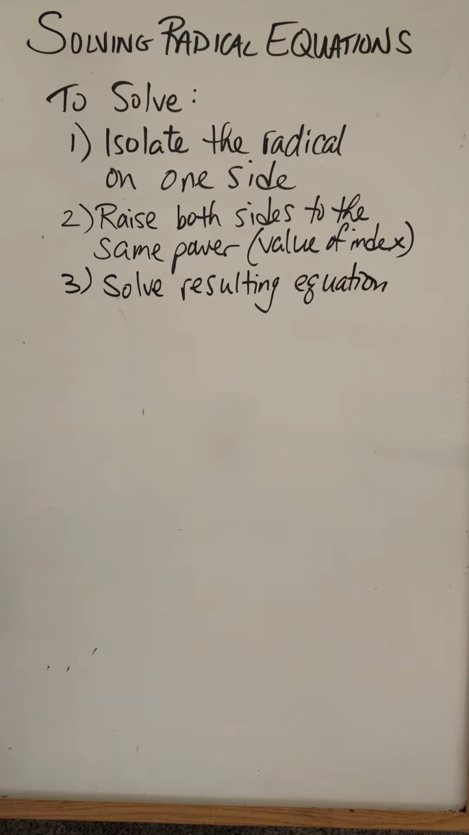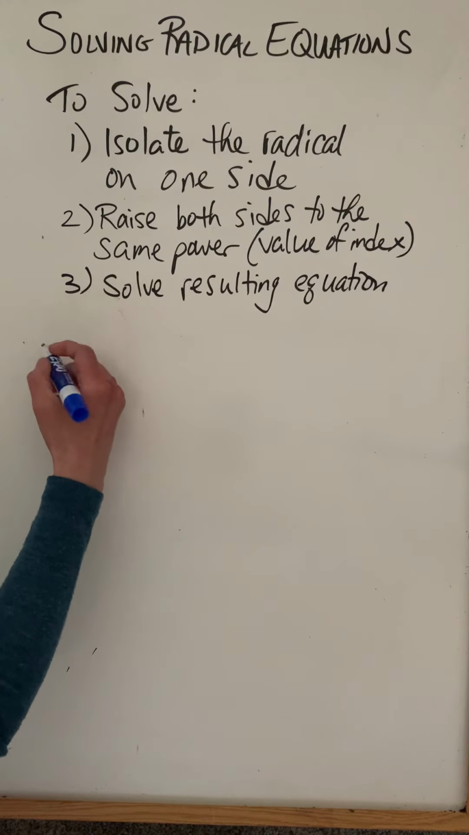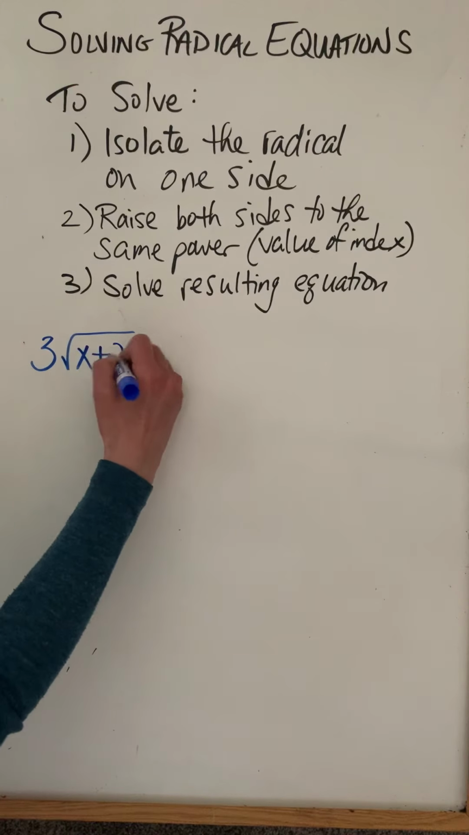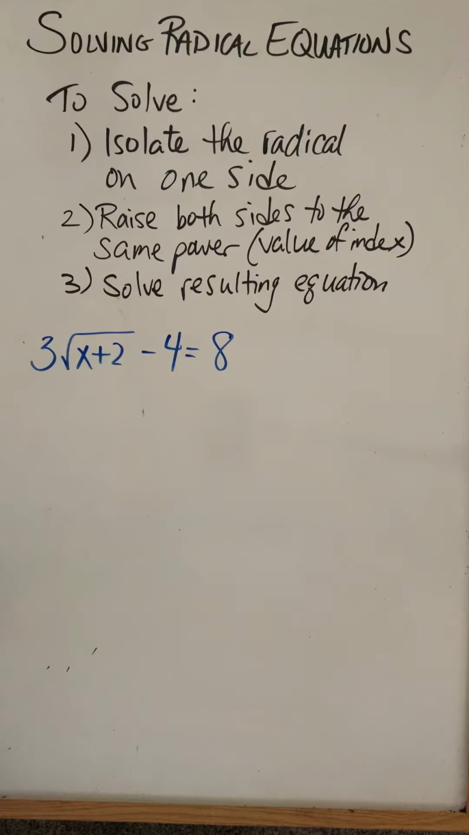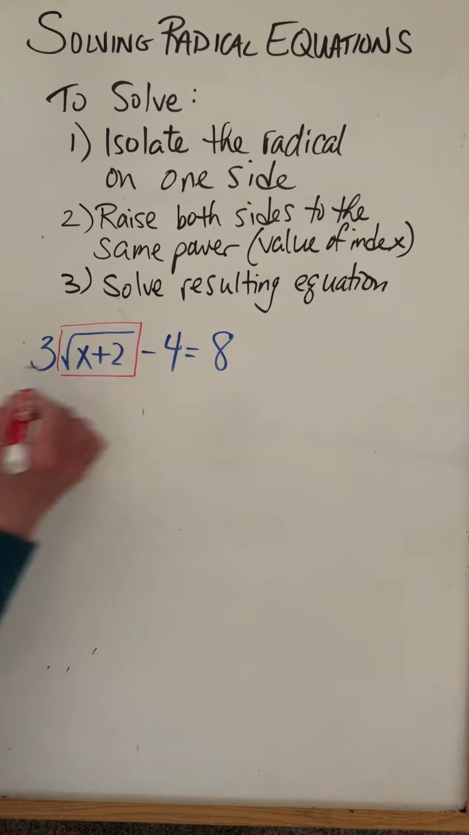So let's suppose that we had 3 times the square root of x plus 2, minus 4, equals 8. According to our steps, the first thing that we want to do is make sure that we isolate the radical on one side. So that means we want to get this radical all alone.